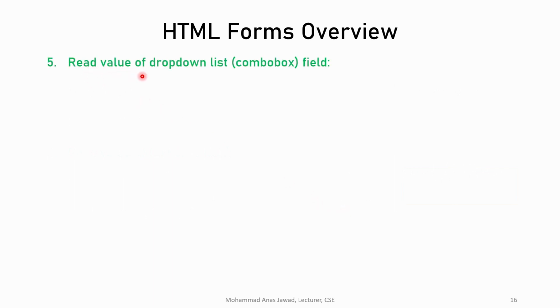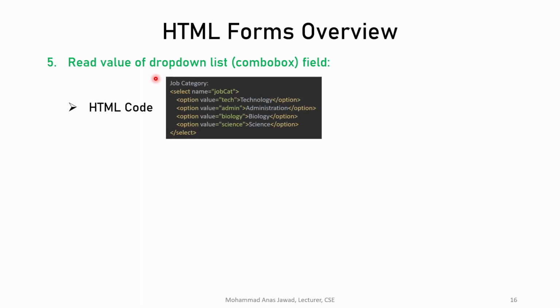Now, if we want to read the value of a drop-down list or a combo box field, our HTML code may look something like this. So in our drop-down menu, suppose I want to have 4 options, one for tech or technology, one for administration, one for biology, and one for science, right? So in all these cases, what you need to remember is, again, we don't have to use the input element here. What we have to do is use the select element here. Okay, so the select element basically denotes that we are trying to create a combo box or a drop-down list.